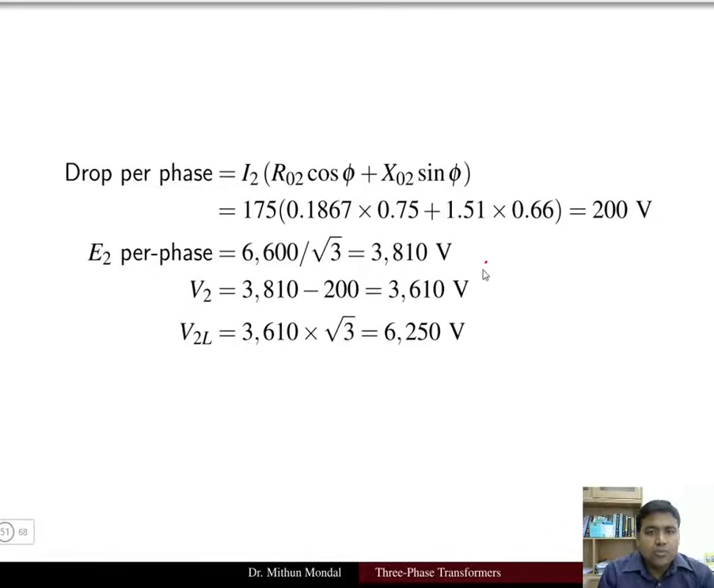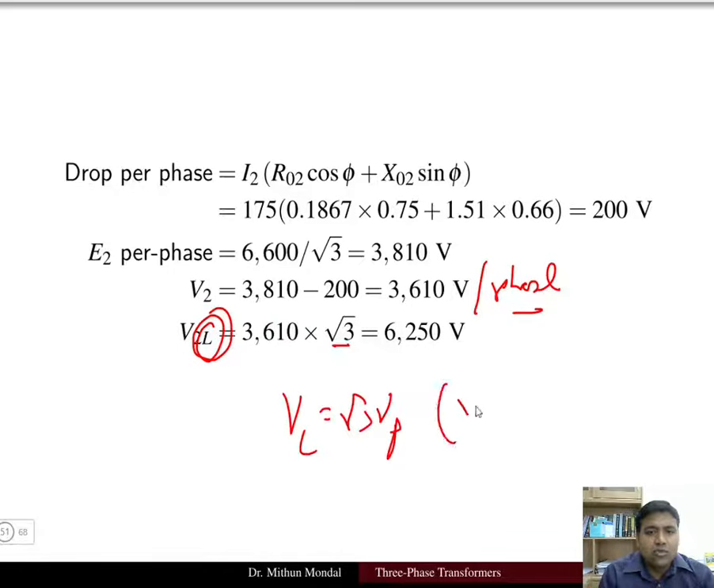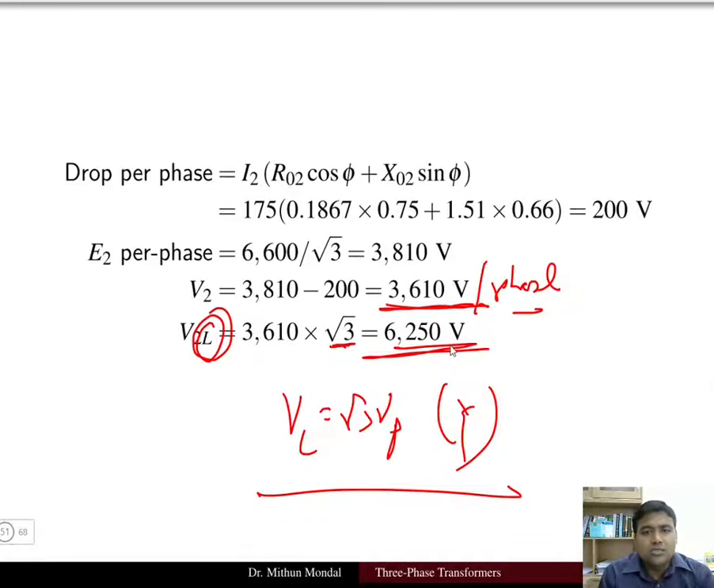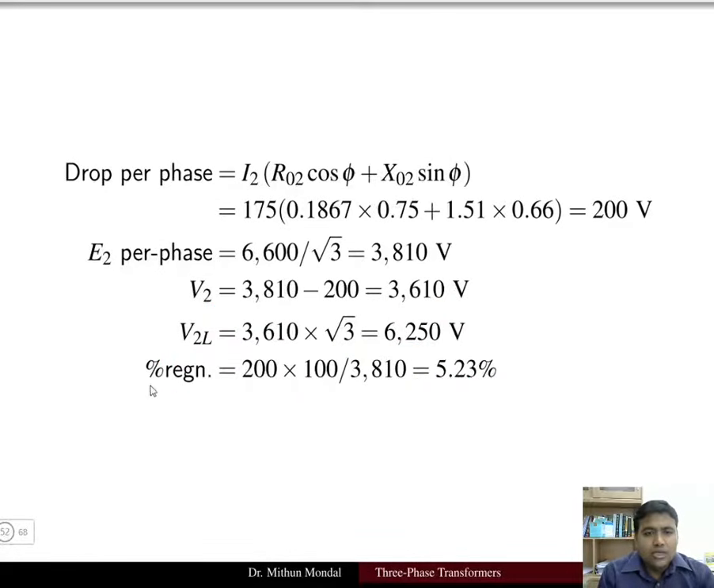Now this is your per phase voltage. You have to convert it in terms of the line voltage. So multiply with root 3, because line voltage will be root 3 times phase voltage for a star connected machine. So whatever phase voltage you have got, multiplied with root 3, will give you 6250, that is the voltage on the line side.